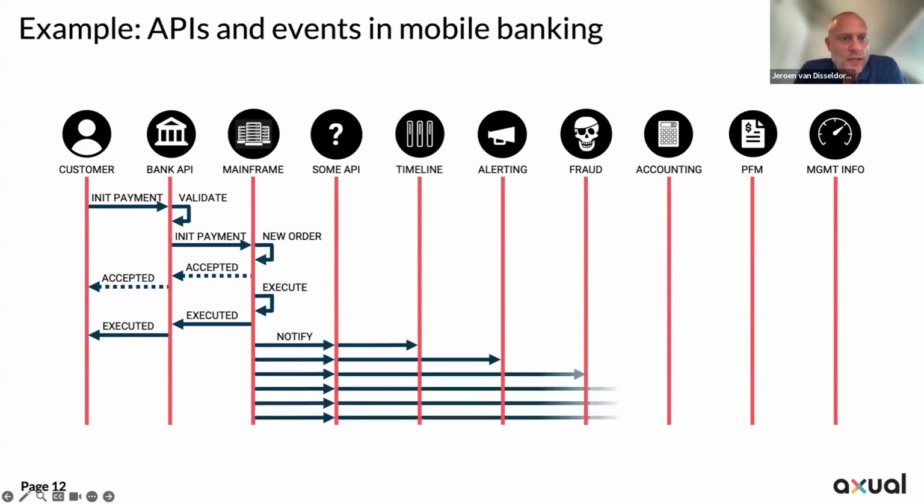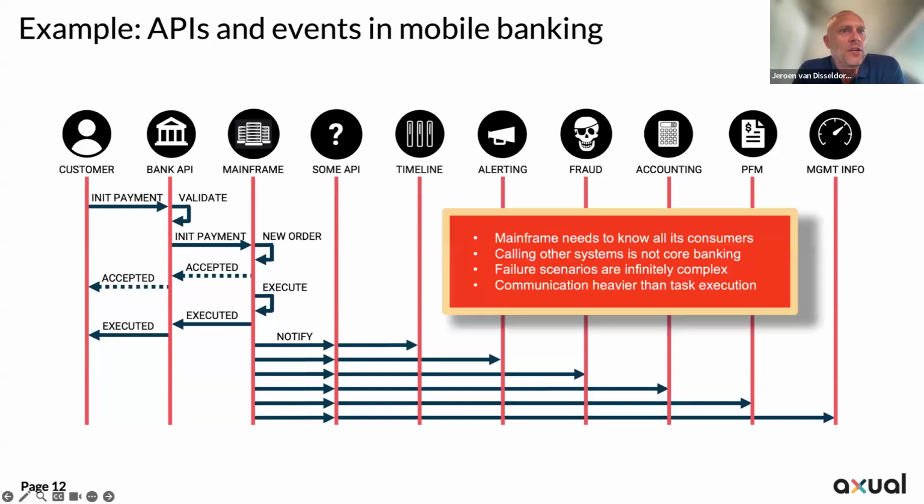But if you do that for the timeline, then that automatically means that you also have to do that for all the other applications that need to be updated about the transaction that just happened. And that has a lot of downsides, because now all of a sudden the mainframe needs to know all its consumers. Calling other systems is not really core banking. Failure scenarios are very complex. So for instance, if the timeline is unavailable or fraud detection could not happen immediately, how do the other systems need to behave or respond?